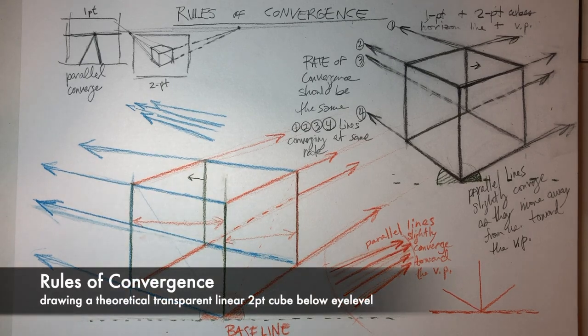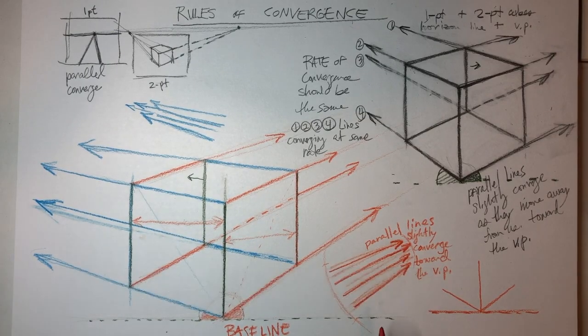Okay, today we're going to talk about the rules of convergence. Previously, we've drawn 1-point and 2-point cubes in perspective using a horizon line and vanishing points, which is called linear perspective. Today, we're going to take those same principles and apply them to drawing realistic objects on our 2D page. But this time we're not going to draw the horizon line or the vanishing points on the paper.